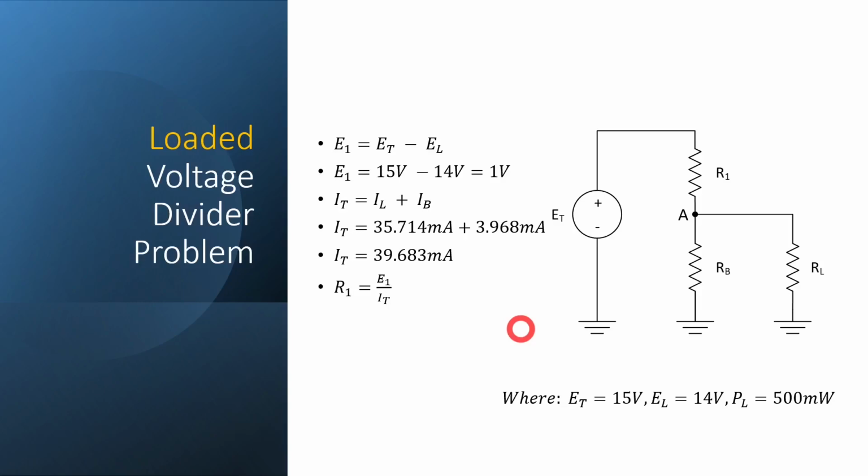So now we want to figure out that drop resistor value. We're going to take that 1 volt and we're going to divide it by that total current that we just figured out of 39.683 milliamps, and we're going to get 25.2 ohms. And like I stated earlier, drop resistors are typically going to be low in ohm value, and bleeder resistors are typically going to be high in ohm value. And that's so we're not wasting too much power in these voltage dividers.